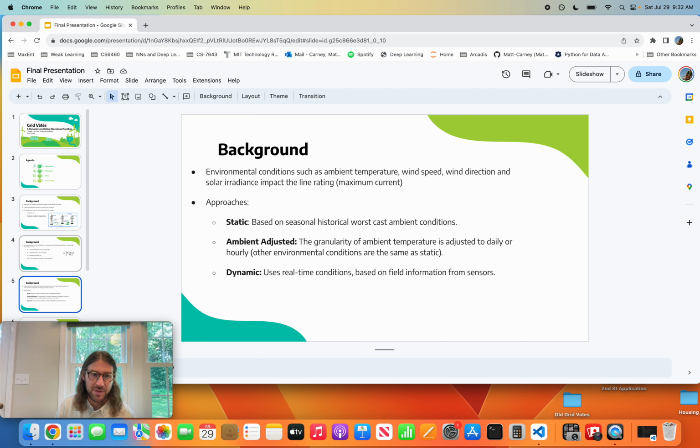So then we move into ambient adjusted, right? So in this situation, you're using more granular data for the ambient temperature, and then the rest of them you're also just using the same as the static ratings. And dynamic line ratings use real-time data for all those environmental conditions, typically from field sensors, maybe some really advanced numerical models.